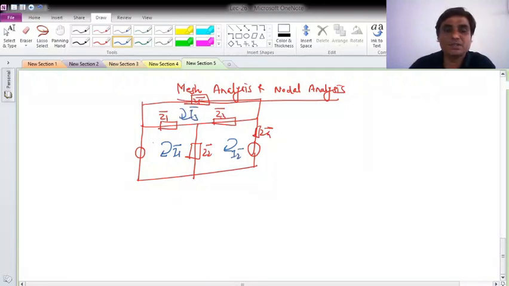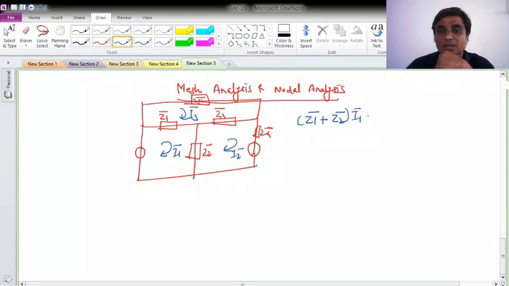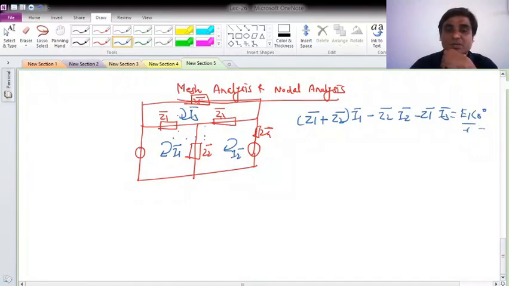So how can we write the equation? One side will be the sum of all the sources, and the other side will be the impedance into the current. For mesh 1, all the impedances connected in mesh 1, Z1 bar, Z2 bar, into I1 bar, then minus the common impedance between mesh 1 and mesh 2, for example Z2 bar I2 bar. Is there any common impedance between mesh 1 and mesh 3? Yes, so it is minus Z1 with I3 bar, and it is equal to all sources, for example E1 with whatever the angle. This way we can write for mesh 1, mesh 2, mesh 3.